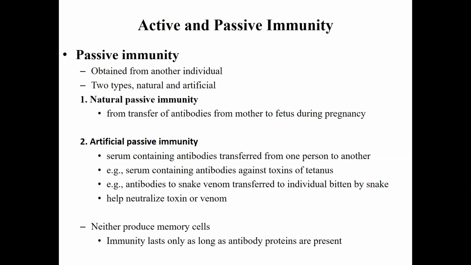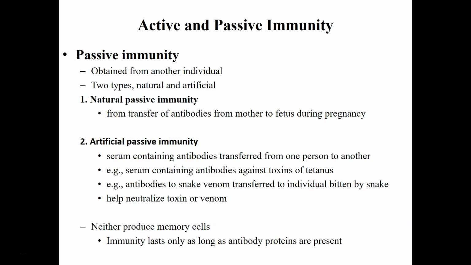Another example of artificial passive immunity is the venom from certain snake bites. The antivenom is antibodies that were developed by injection of venom into animals. And those antibodies are the antidote to some, not all, but some snake venom cases.